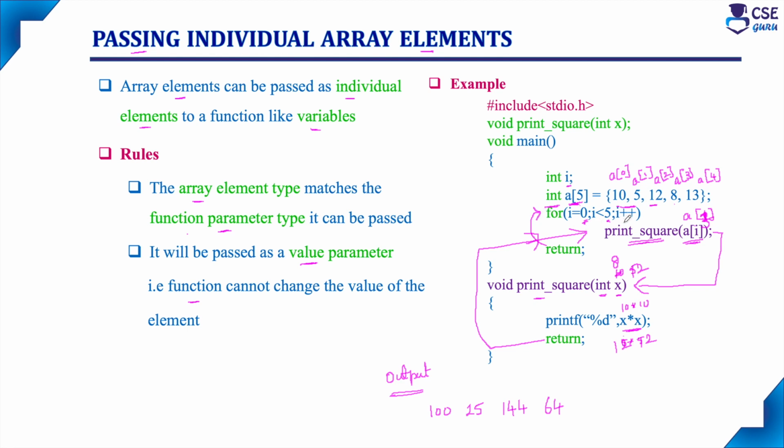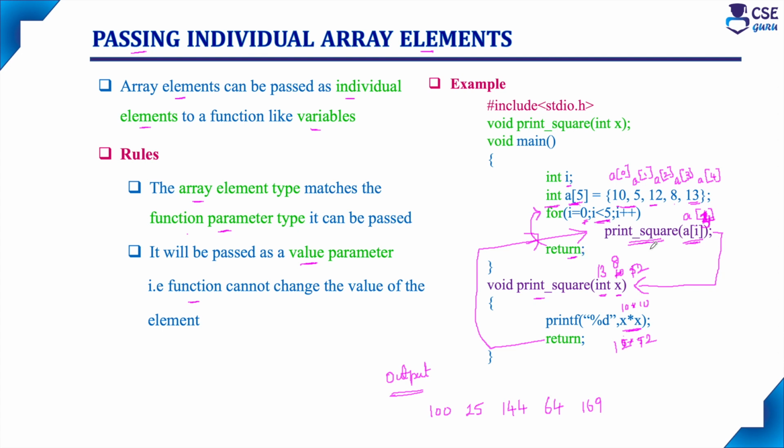And here the i value gets incremented, and now i value is 4. And in a of 4th position, what is the value? 13. And 13 will be passed now here, and it will print 13 into 13, 169. And then this return statement will transfer control back again. And again, the control will be transferred to the for loop statement. Now i gets incremented to 5. Check the condition whether 5 is less than 5. Condition fails. Now this for loop will terminate, and the main function will return control to the operating system. Now this program comes to an end.